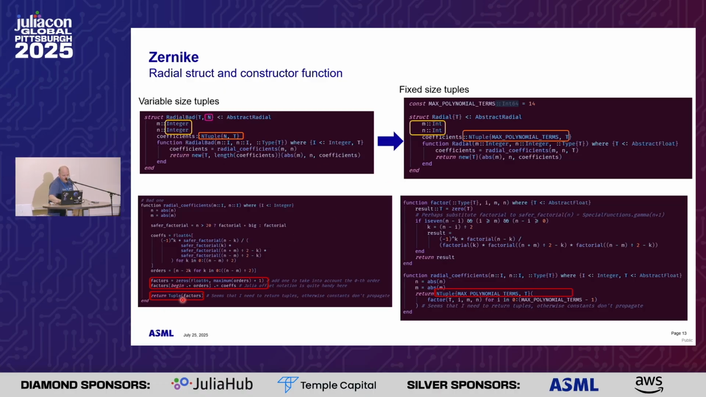Also got rid of some of the allocations. Instead of using tuple, which returns a variable size, you use fixed-size tuple. And there are several examples of that. I will not go through all of those. It was basically what I did.